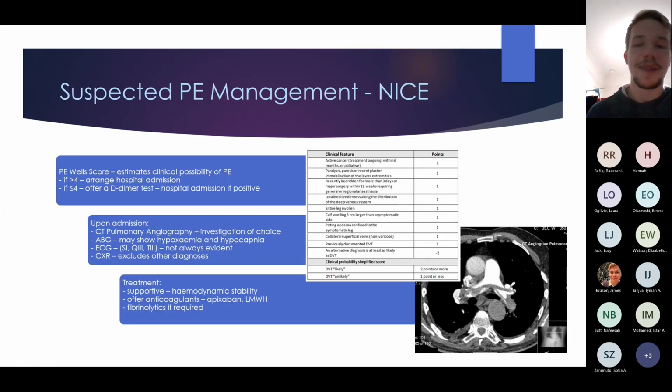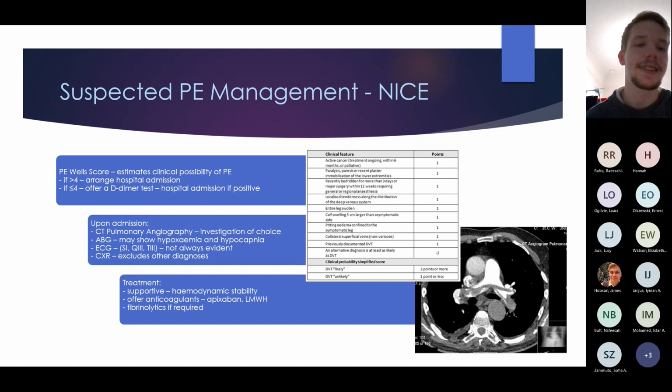So there's lots of management for PE. The initial one that's used is the Wells score, which estimates your clinical probability of a PE. If it scores more than 4, you'd normally admit them to hospital, and if less than 4, you'd try and rule out a PE by offering a D-dimer test, and if that's then positive, you'd likely admit them to hospital. And then once they've been admitted, the main investigation that's done is the CT pulmonary angiography.